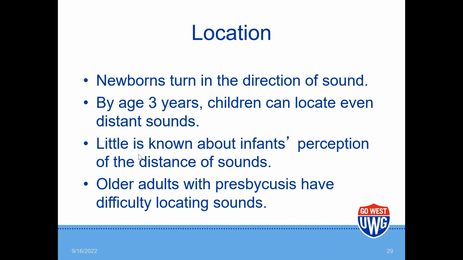But the location, newborns are really good at this. Newborns turn to the direction of the sound. By the age of 3, you can start picking up more distant sounds and be able to locate them. There's not a ton of things that are known about the perception of distance in sound with infants. They can't really communicate to pick that up. But we do know that as we get older, if we have some of this hearing loss, it can be more difficult to locate sounds. So older adults can't find the phone that's ringing. A young kid can very distinctly figure out where that sound's coming from. Older adults may have that trouble because of being able to distinguish the sound on the threshold.